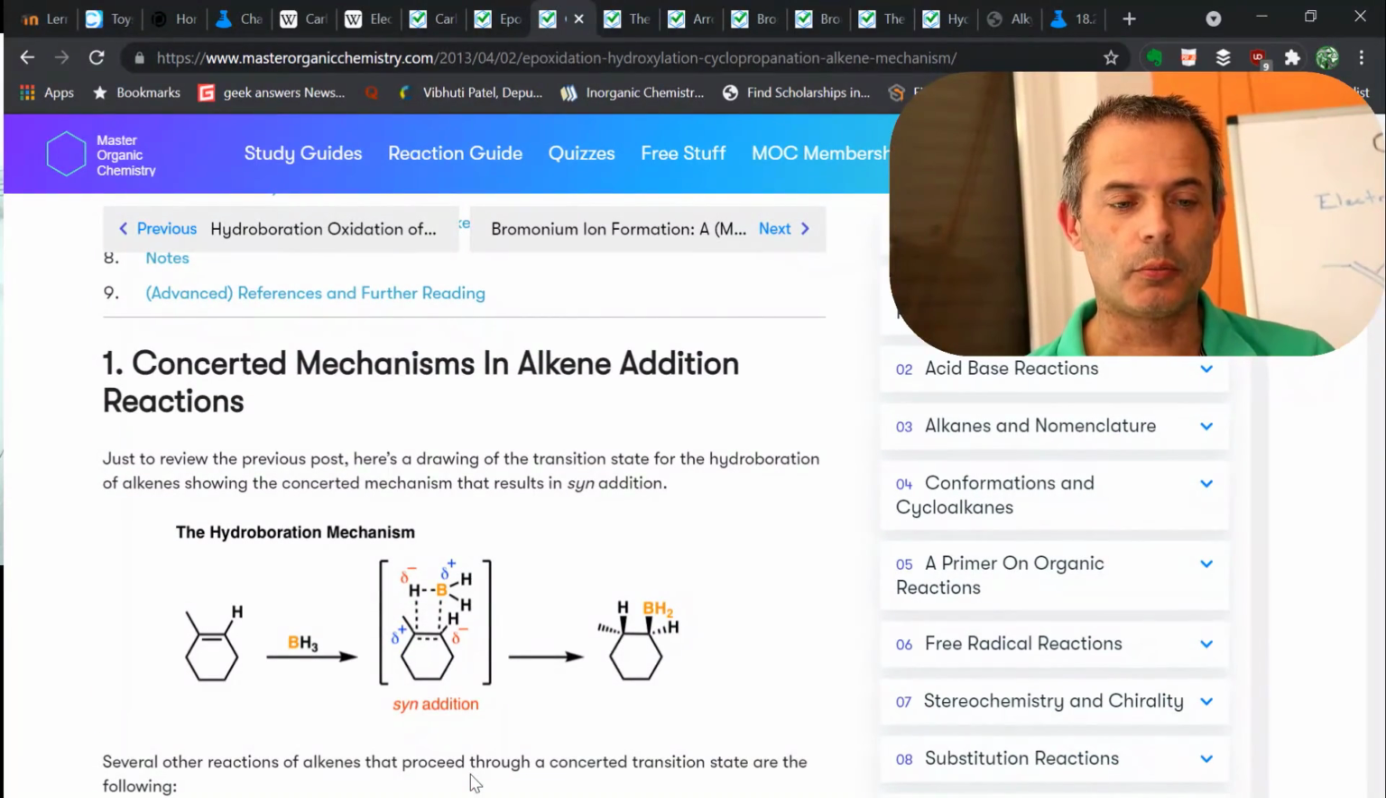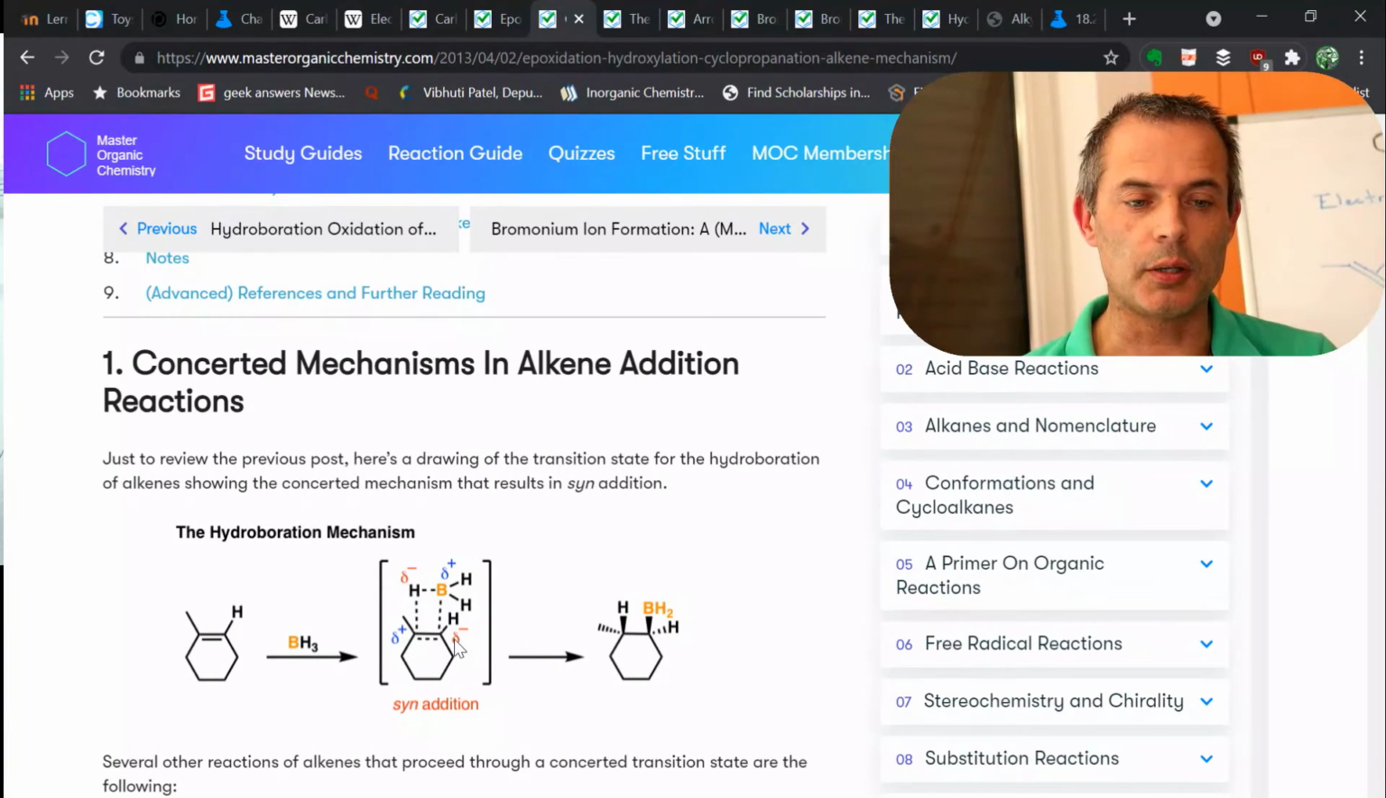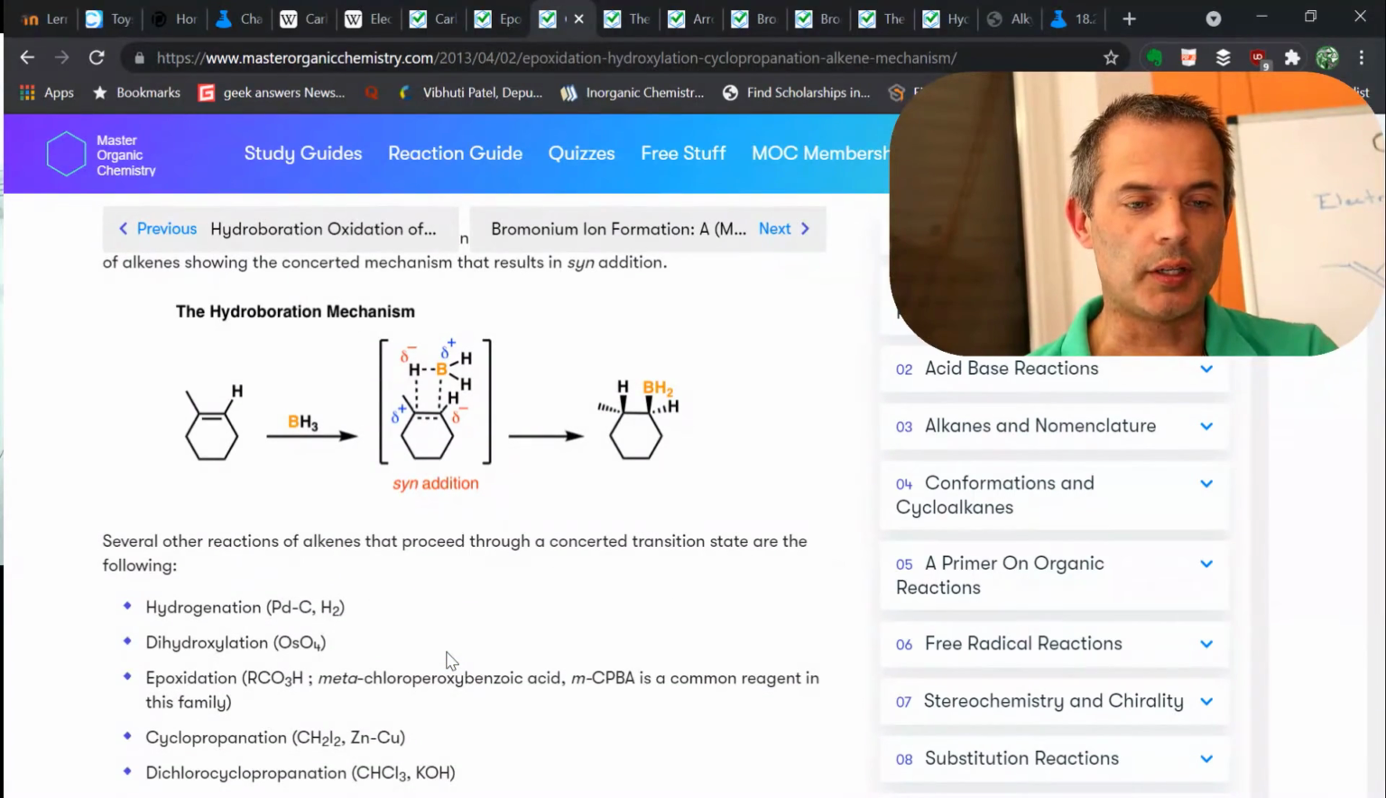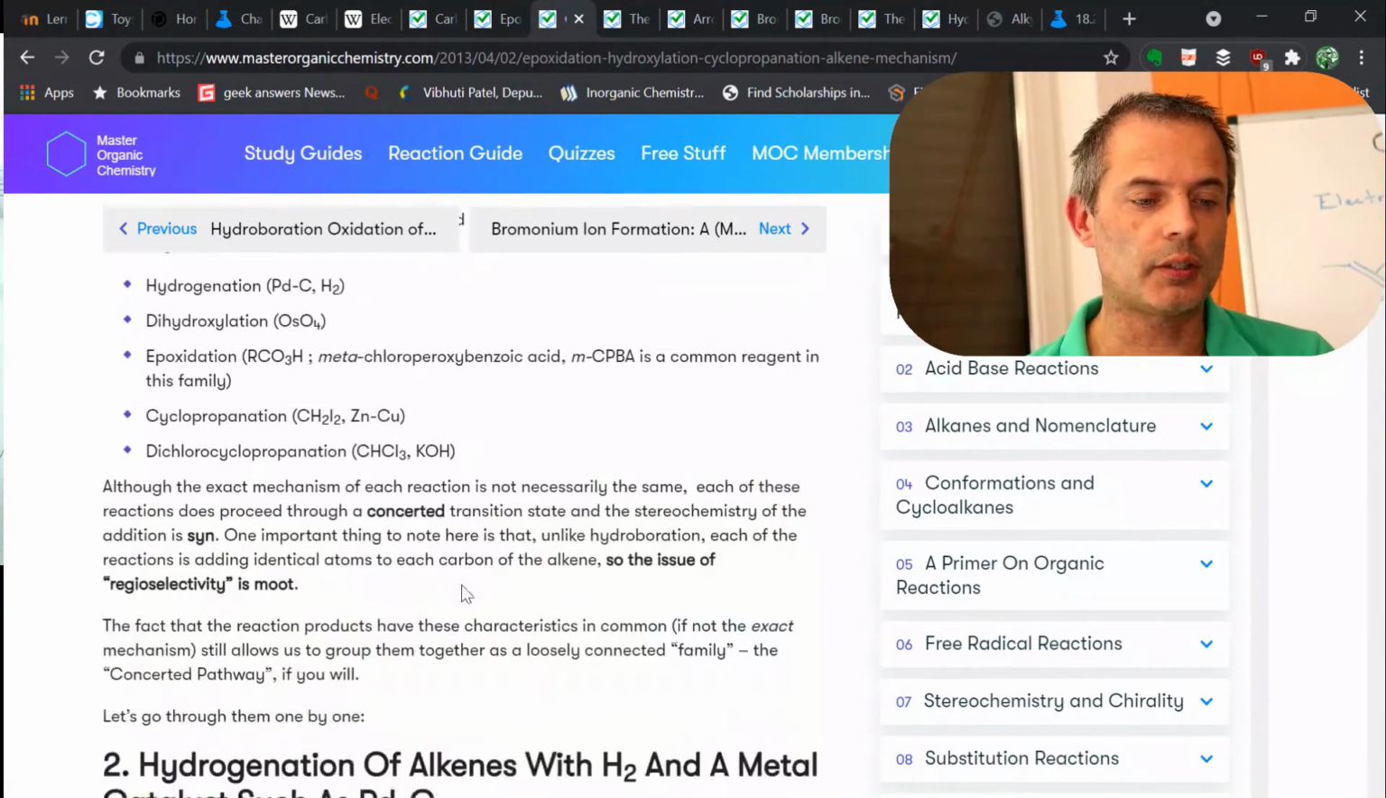So this is our hydroboration. You can see that there's a theme coming up, which is a concerted mechanism, which means that these electrons move all around at pretty much the same time. It's not one after another. It's all going at the same time. And then we end up with the product.